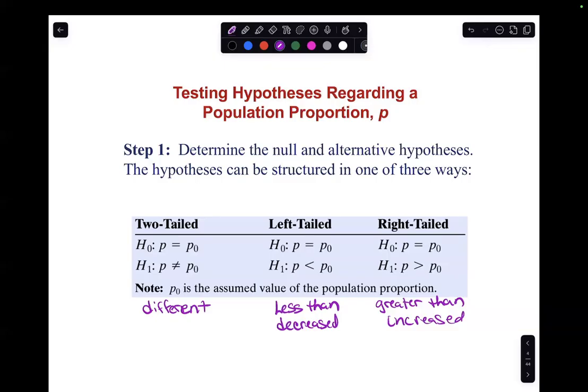Our null hypothesis will always say equals. Always, always is equals. Our alternative hypothesis never says equals. It's either not equal to, less than, or greater than. But this number is the same on both of them. This part is the same. The only thing that changes is the symbol.